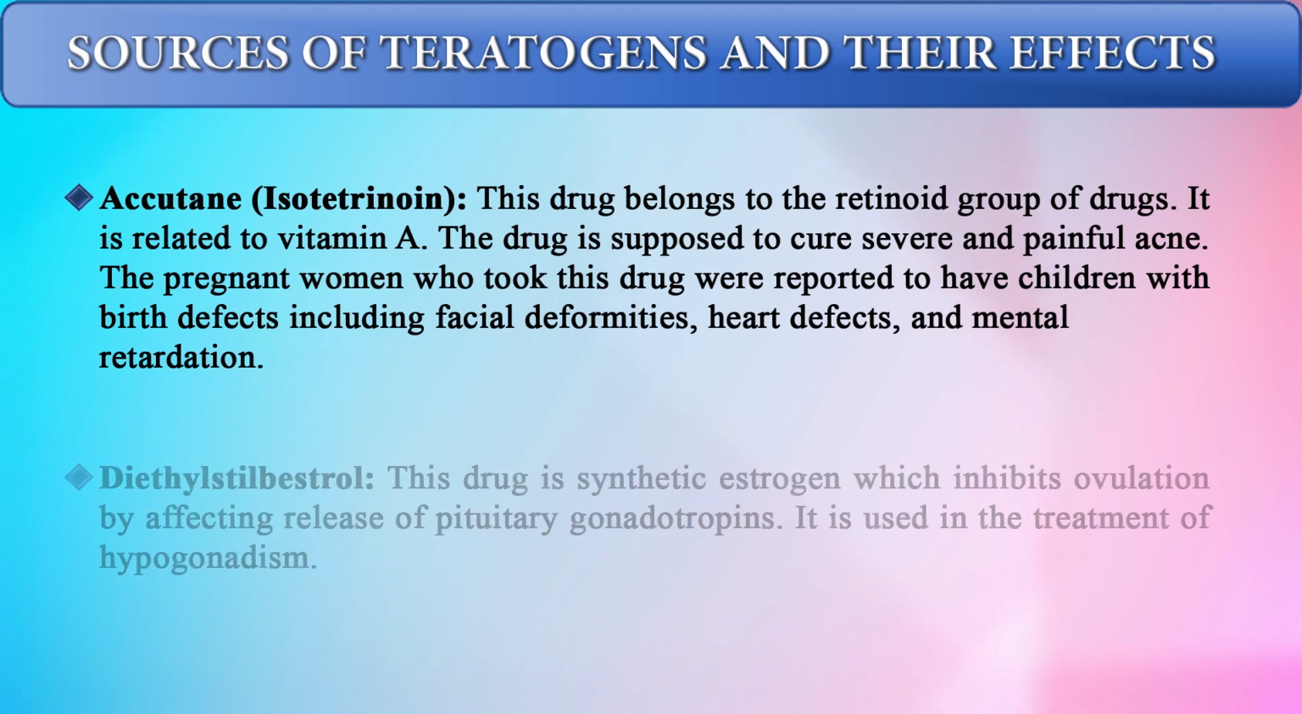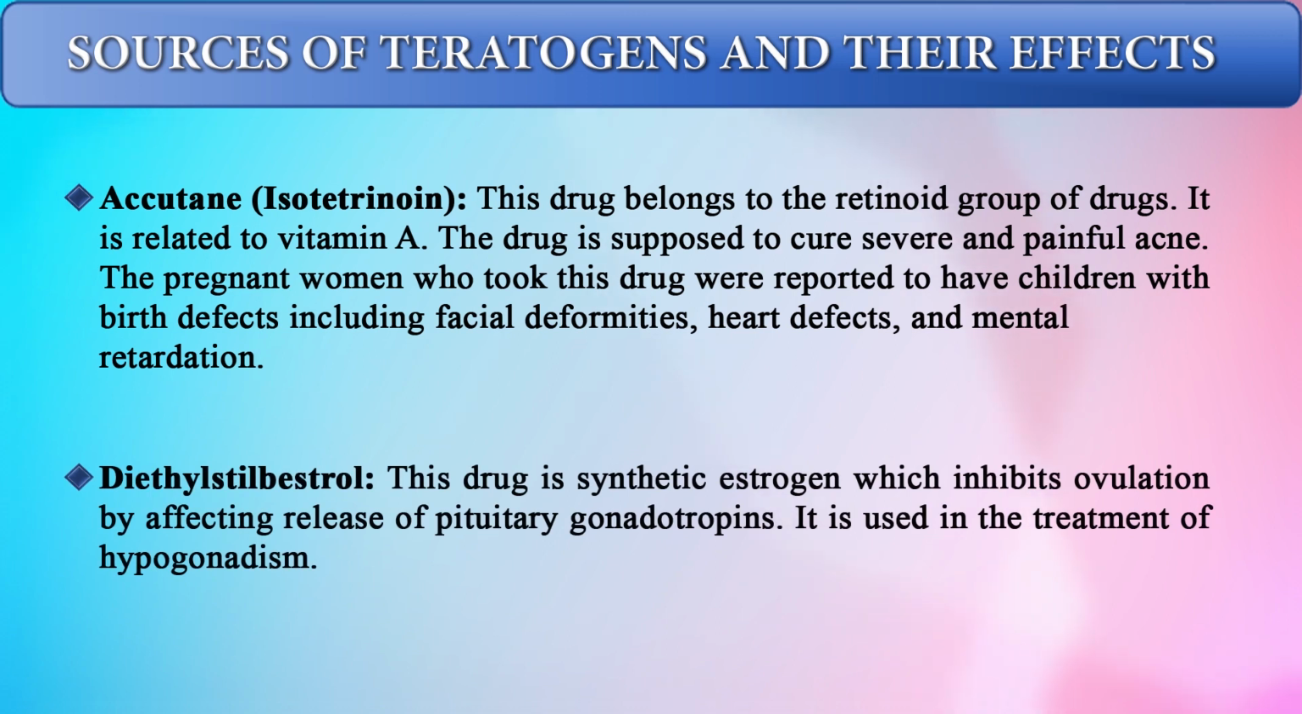Diethylstilbestrol. This drug is a synthetic estrogen which inhibits ovulation by affecting the release of pituitary gonadotropins, and it is used in the treatment of hypogonadism.